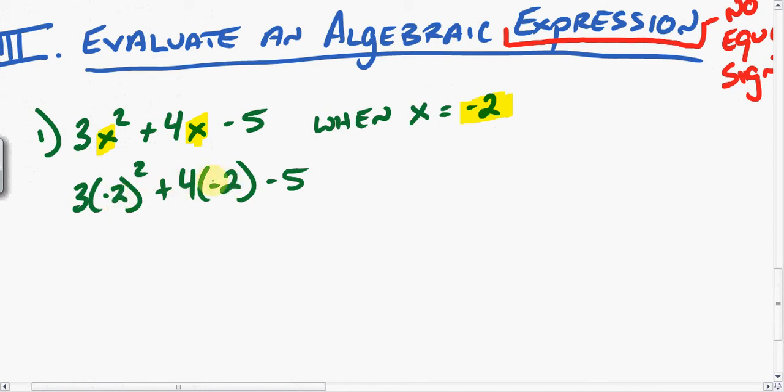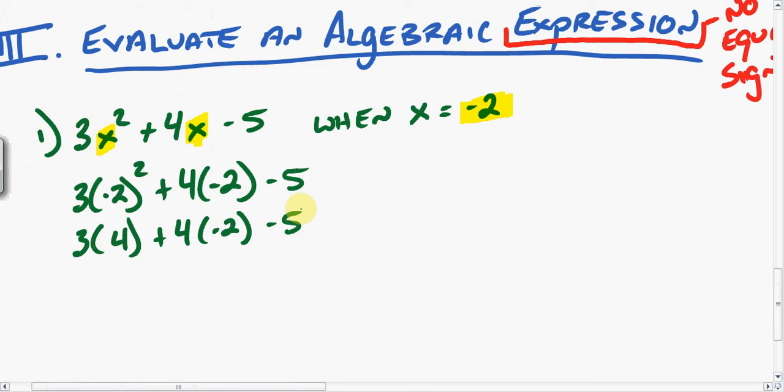There's just numbers. So next we're going to go to exponents, and we see, yes, there is an exponent here. And look, the negative is included in parentheses, so we're going to take that negative as part of the base. So negative 2 times negative 2 is going to be 4. So I'm going to evaluate that piece next: 3 times 4. There are no other exponents, so I'm just going to drop the rest of the problem down.